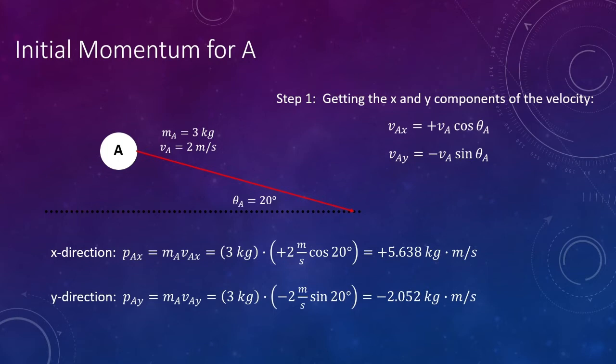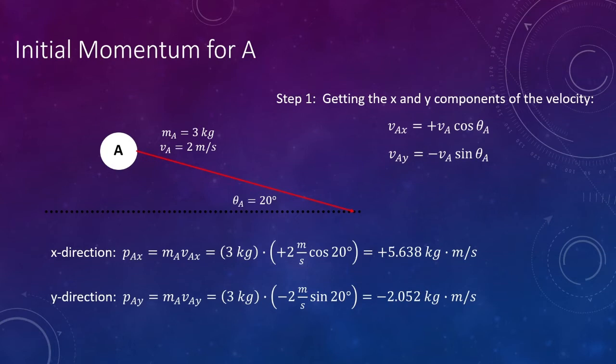So let's get our momentums. Momentum of A in the x direction is its mass times the velocity of A in the x direction. So we have the mass is 3 kilograms, and we used our trig to get our x component of that velocity, which would be a speed, 2 meters per second, and a cosine of 20 degrees, and it's positive since it's going to the right. Punch that into our calculator, we get something around positive 5.6.